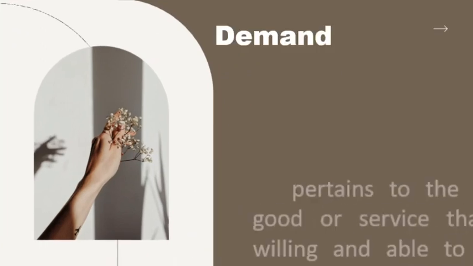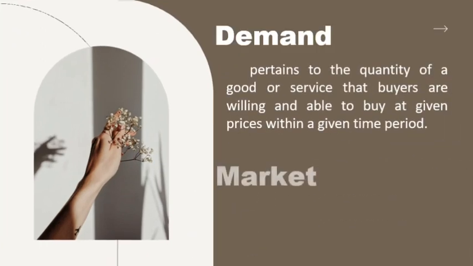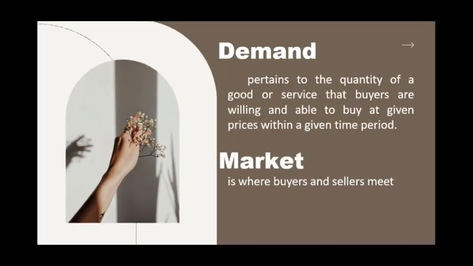Remember that demand pertains to the quantity of a good or service that buyers are willing and able to buy at given prices within a given time period, and market is where buyers and sellers meet. It is the place where they both trade or exchange goods or services. In other words, it is where their transaction takes place. Take note that when there is a demand for a good or service, there is a market.